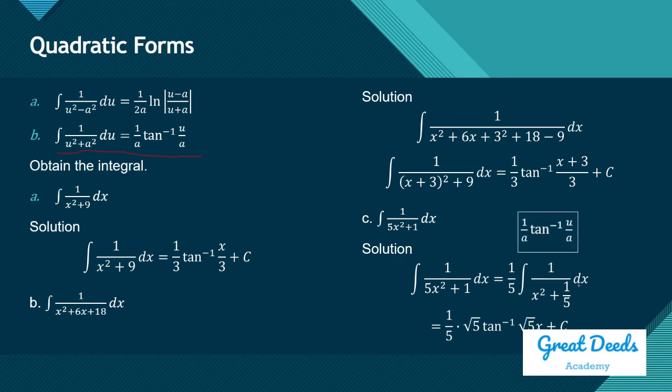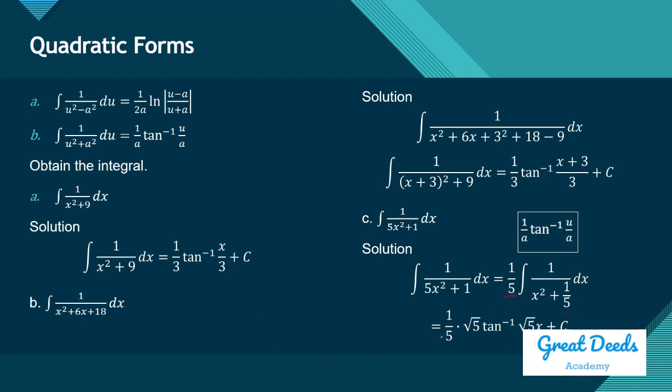By the way, what is a here? This is a squared, 1 over 5. So that means a is equal to the square root of 1 over 5, so a is equal to 1 over square root of 5. So this one is equal to 1/5.